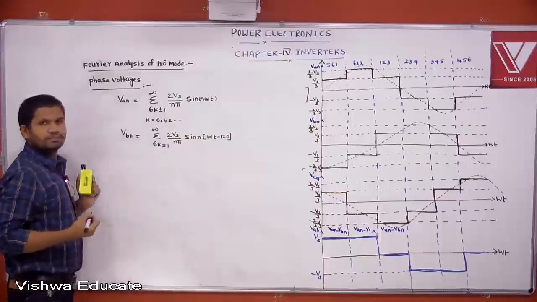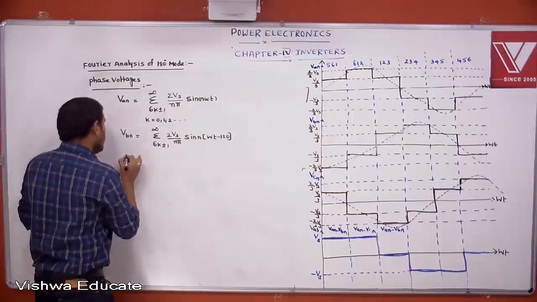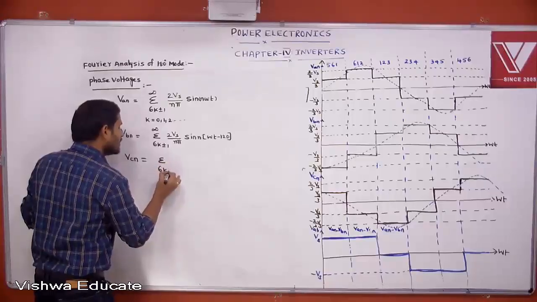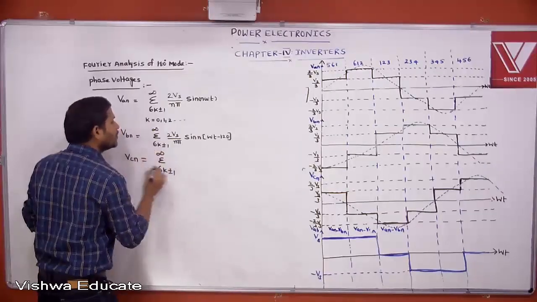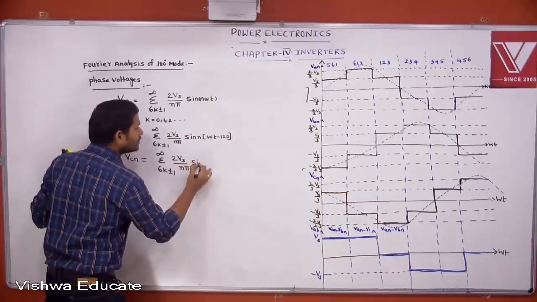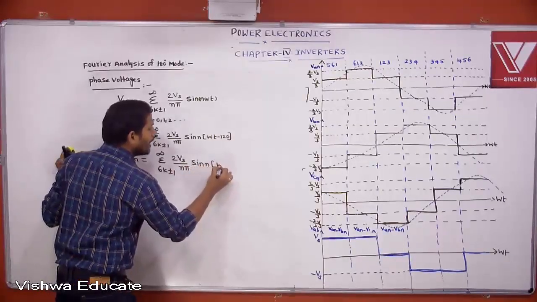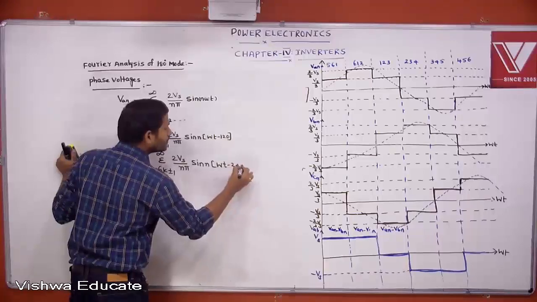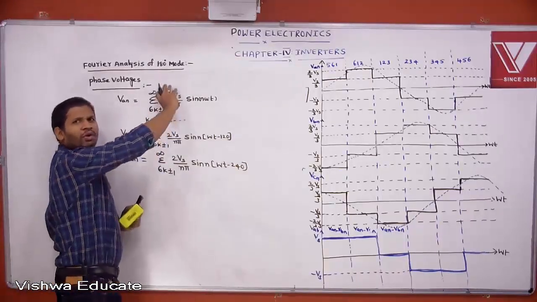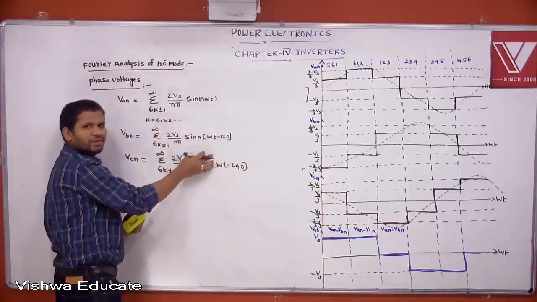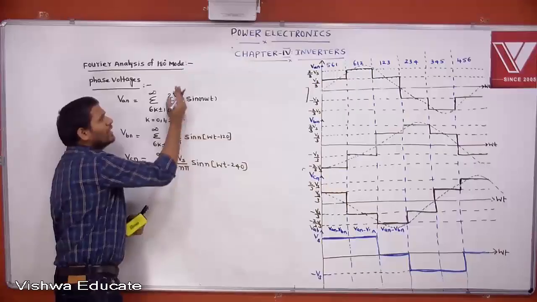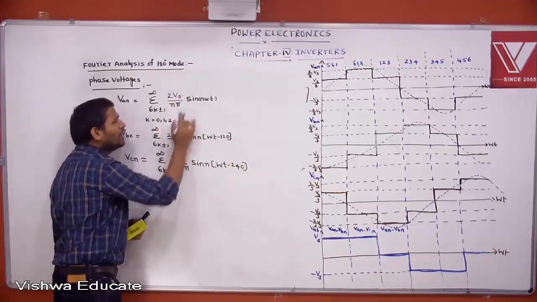VCN equals summation over 6k plus or minus 1 up to infinity of 2Vs by n pi, sin n omega t minus 240. Just remember only one phase; no need to remember this one. Once problems or formulas are asked, you can concentrate on the amplitude only. No need for the function.